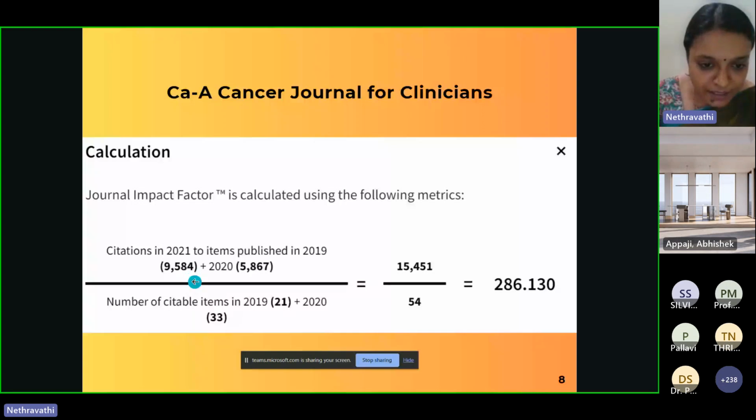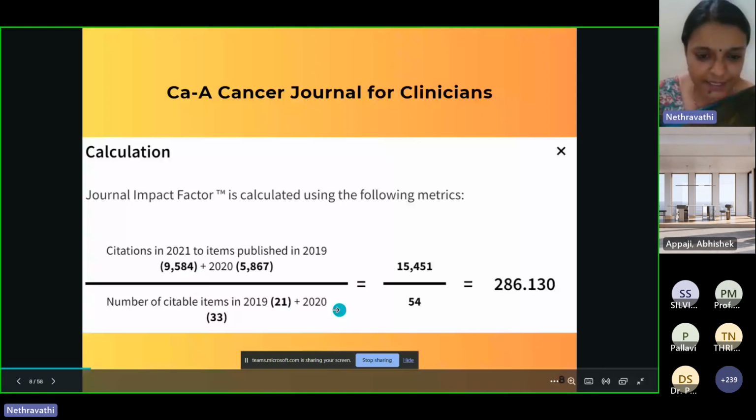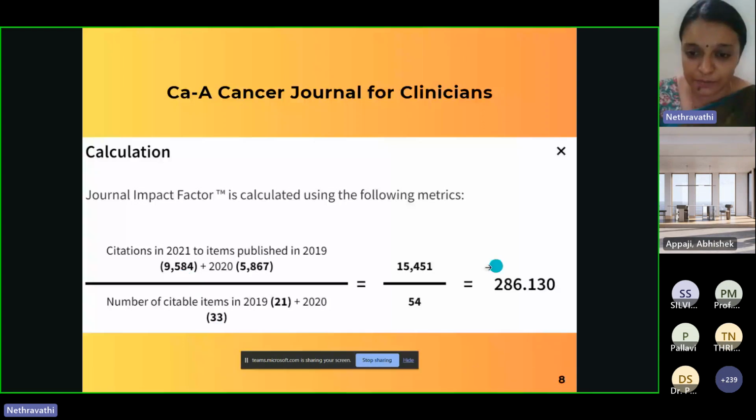And in the next year, 2020, a slightly better number than 21. It published 33 articles, but again, see the citations: 5,867 citations for those 33 articles. So the sum of citations will come to 15,451, divided by the number of articles this journal has published. So the lesser number of articles but very high number of citations led to a very, very high impact factor.